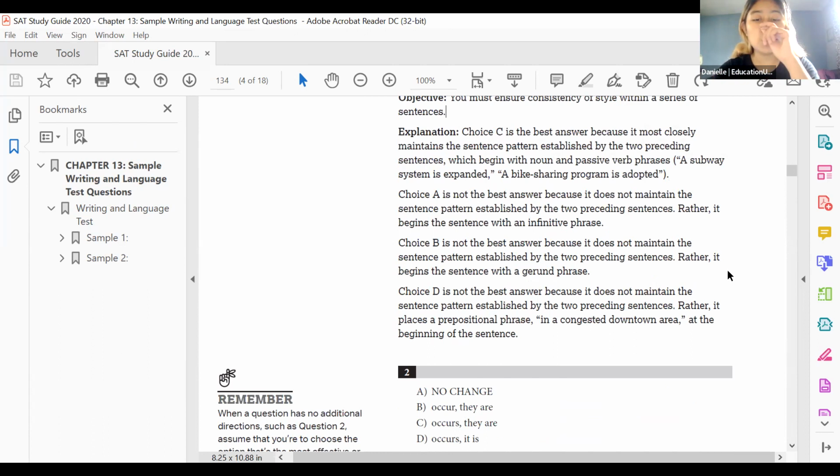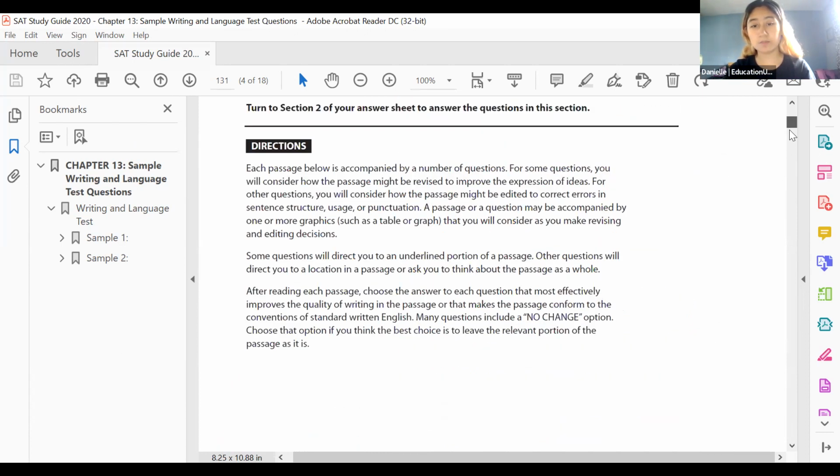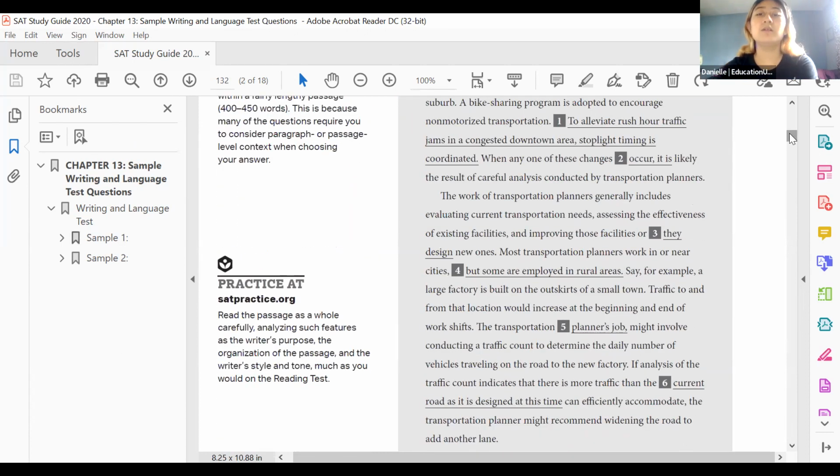Okay, number 2. It's asking about a certain word that needs to be changed in the passage. No change. B, being occur, they are. C, occurs, they are. Or D, occurs, it is. All right, so let's go to number 2 then. When any of these changes occur, it is likely the result of careful analysis conducted by transportation planners.